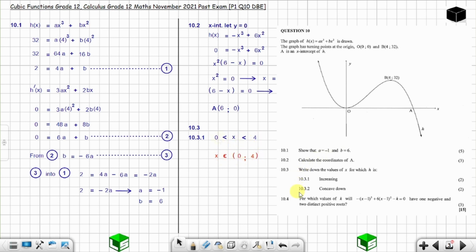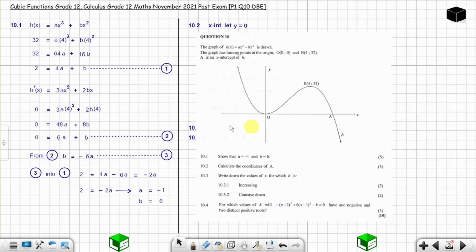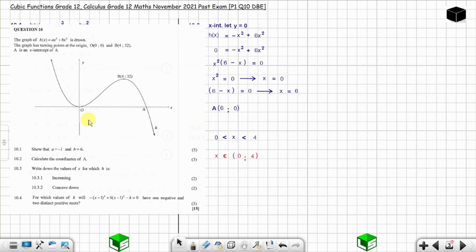Okay, now question 10.3.2. Write down the values of x for which h is concave down. Let's have the question here. The question is 2 marks. 10.3.2. Where is the graph concave down?